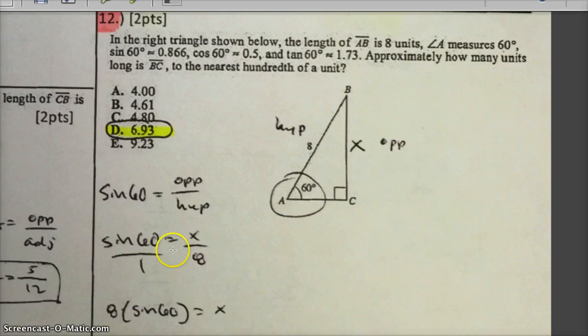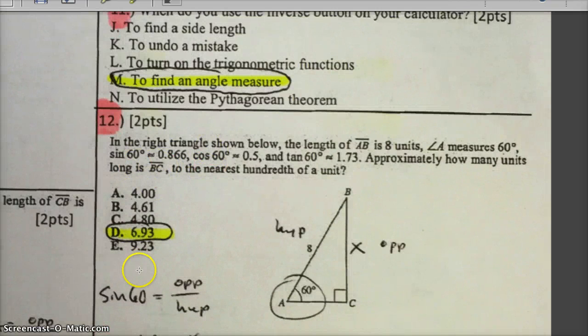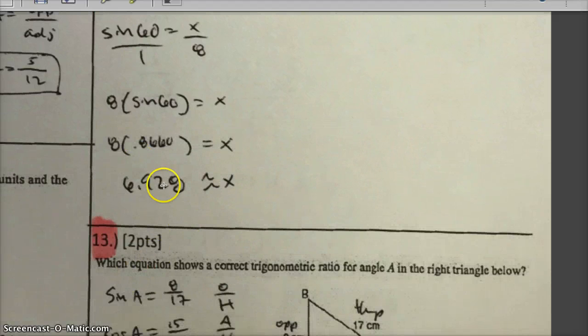Here I can cross multiply. 8 times sine of 60 equals x. There's my calculator-ready equation. Then I already have sine of 60, which is up here. You can hand multiply, or I allowed you guys to use your calculators, and you'll get 6.928.